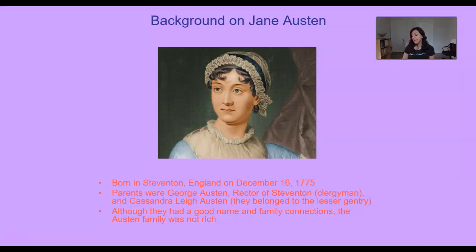Okay. And I did want to clarify that as my third bullet. I wanted to say that despite the fact that the Austen name was good and they had some good family connections, like they were related to some wealthy people, unfortunately, they were not rich. And I say unfortunately for a very specific reason. At that time period, if you were not wealthy and you were a female, your best chance of living a comfortable life was to get married. That was just the reality.